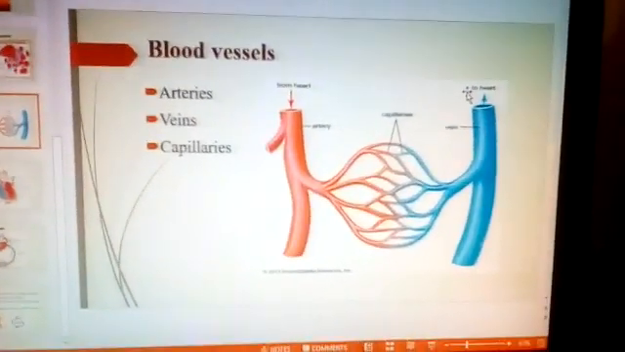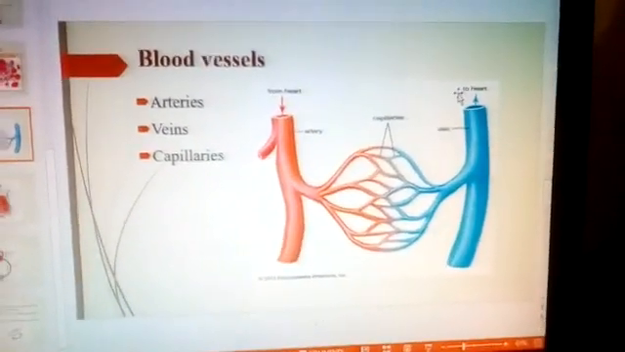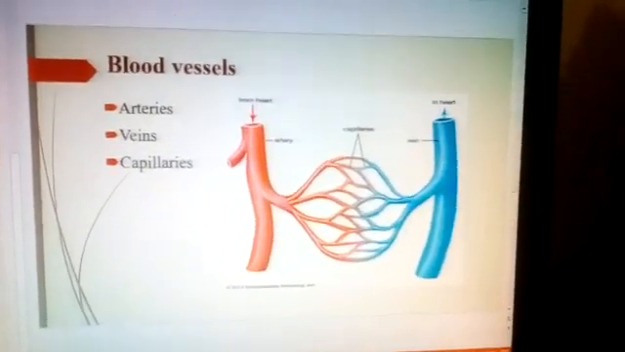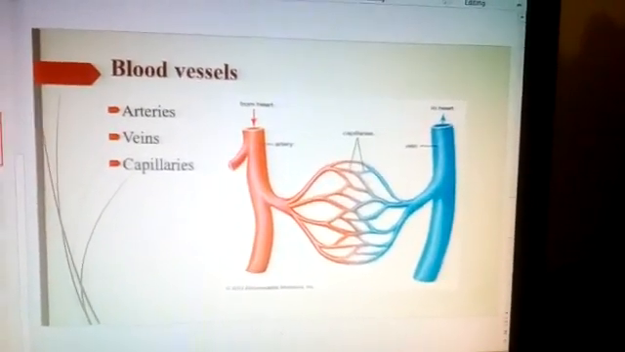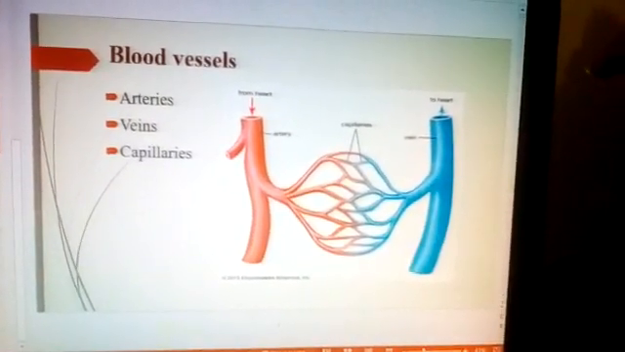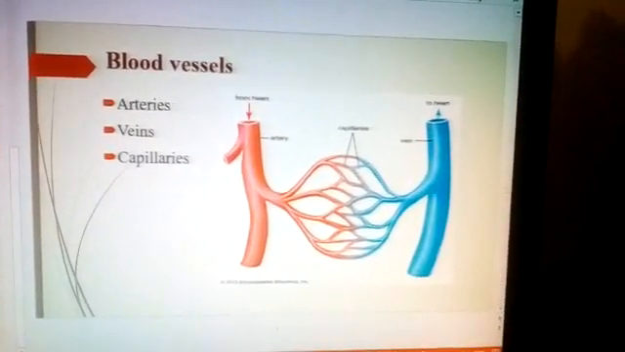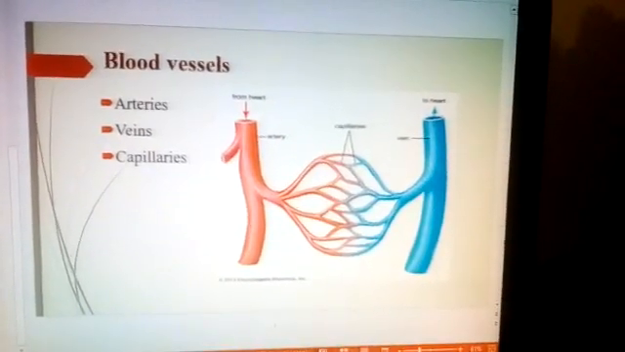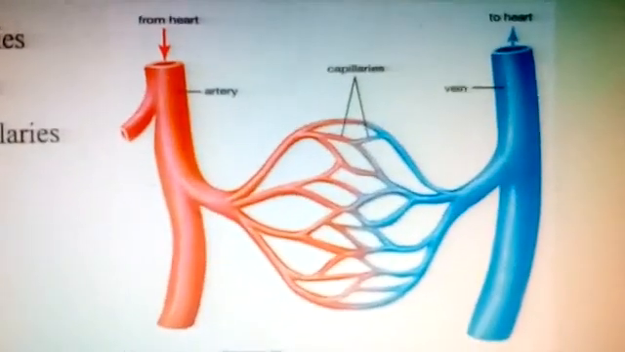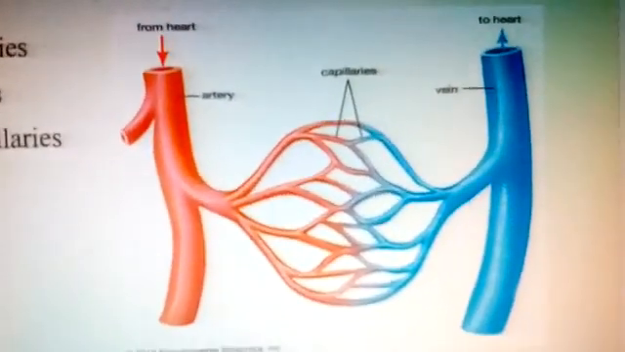Since the blood flow is rapid and at a high pressure, the arteries have thick elastic walls. But veins have thin walls. There are valves present in veins which allow blood to flow only towards the heart. These valves prevent the backward flow of the blood in veins.